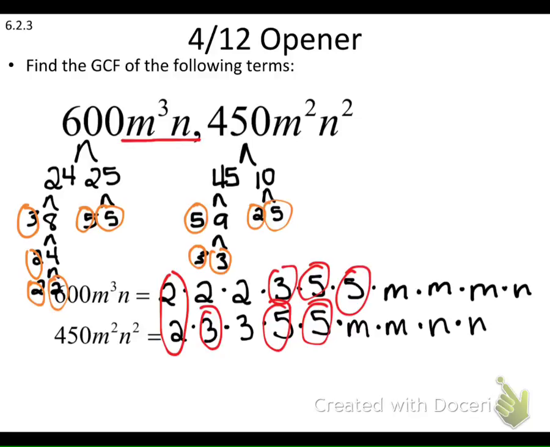All right, now let's look at the variables. Which variables do we have in common? They both have an M. Do they have another M in common? Yeah. What about that third M? No. N? Yes. Perfect. All right, we're almost there. We're so close.